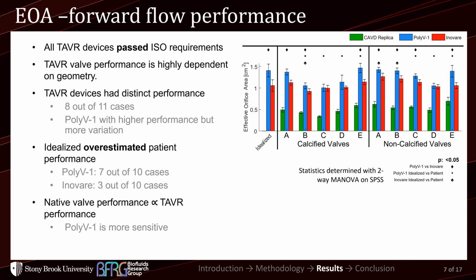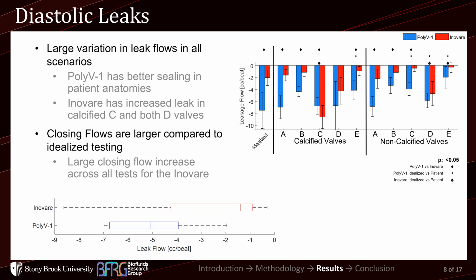The native valve is linked to the performance of the valve, so the more stenotic the valve, the more stenotic the TAVR valve, which is expected, but it's interesting to confirm that. In terms of the leaks, we're looking at just the leak flow here on the y-axis. Again, highly dependent. The Polynova has no anti-PVL features, so no sealing skirt or anything like that. But in some cases, the nitinol frame actually allows it to adapt to the native lumen better and seal better than the Inovare.